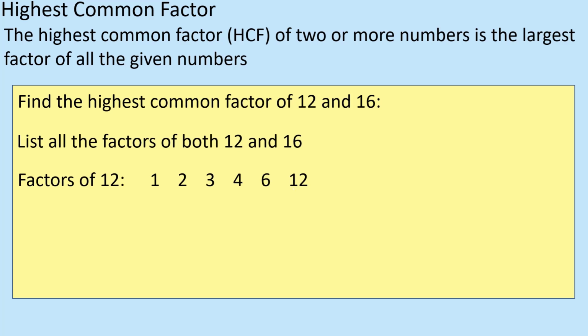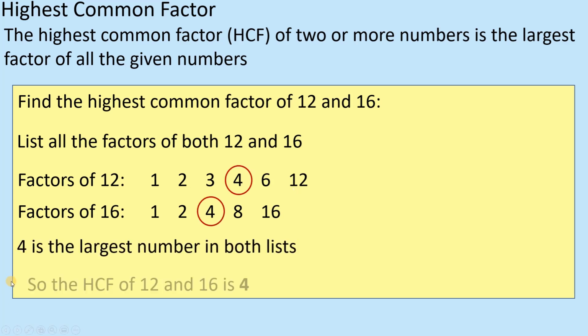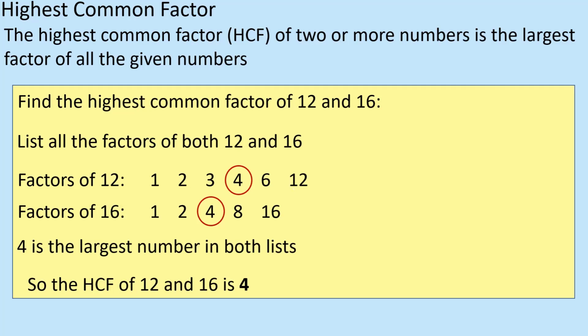So if I list the factors of 12: 1, 2, 3, 4, 6, 12, and the factors of 16: 1, 2, 4, 8, 16. Which ones appear in both of them, and which is the highest? If you look very carefully, the highest number you can see in both is 4. So the highest common factor of 12 and 16 is 4. And that is highest common factor, and that is factors, essentially.